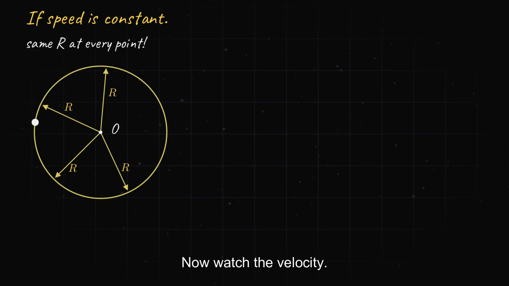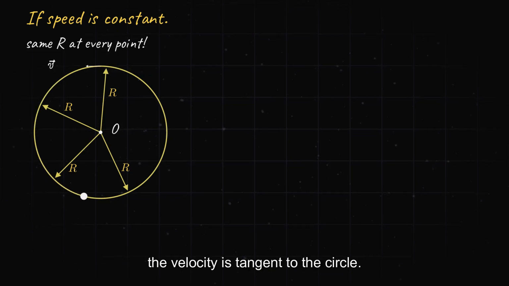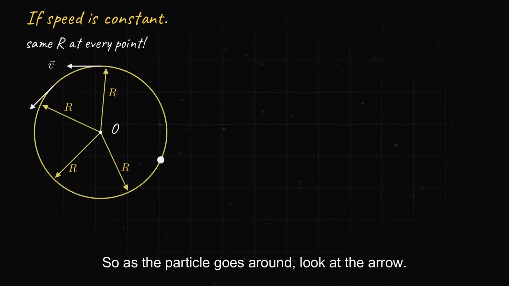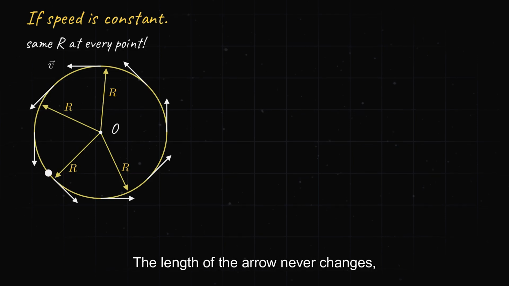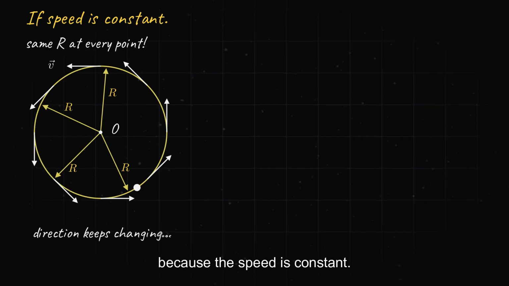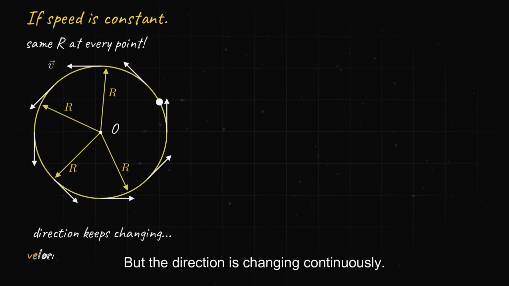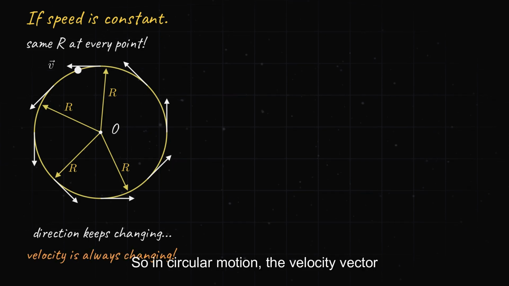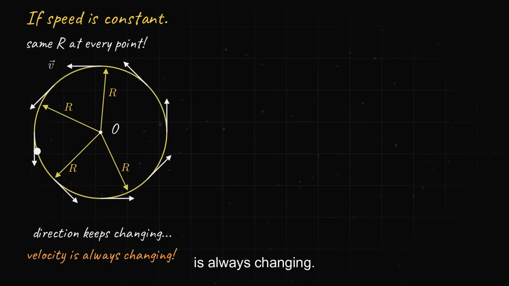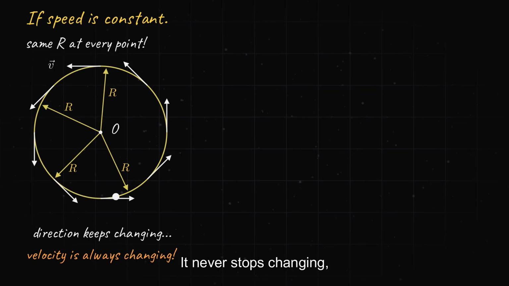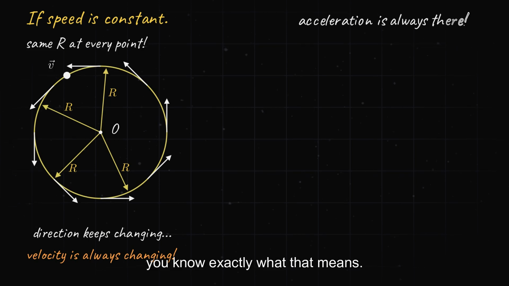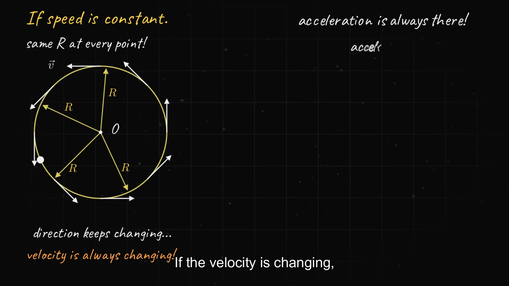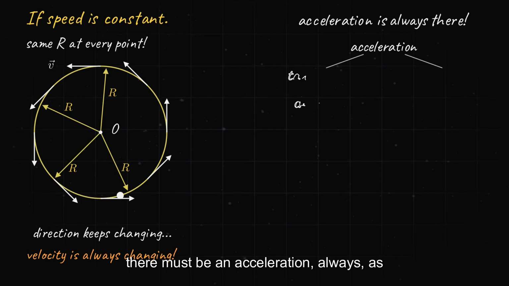Now watch the velocity. At every instant, the velocity is tangent to the circle. So as the particle goes around, look at the arrow. It points this way, then this way, then this way. The length of the arrow never changes, because the speed is constant, but the direction is changing continuously. So in circular motion, the velocity vector is always changing. It never stops changing, not even for an instant, and by now, you know exactly what that means. If the velocity is changing, there must be an acceleration.